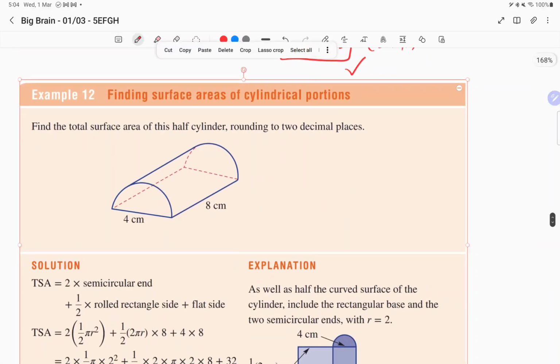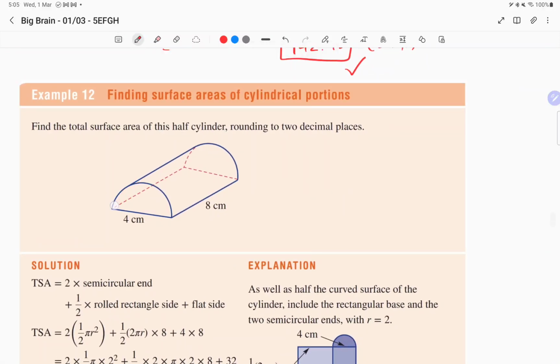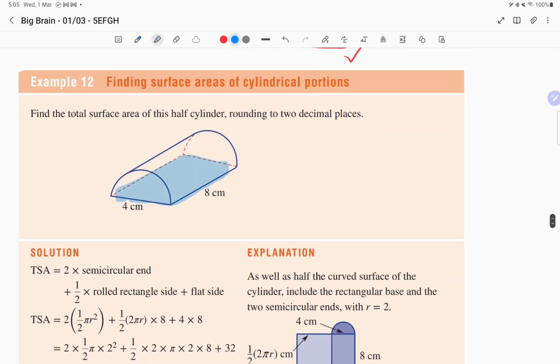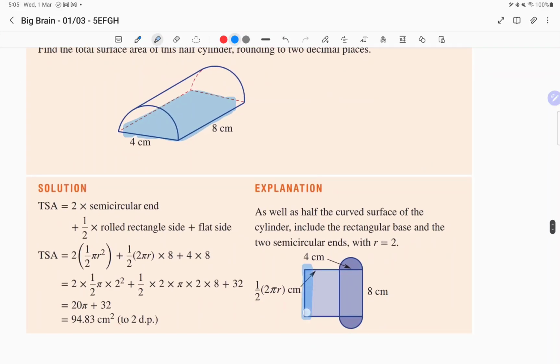Note that for this half cylinder, you would have the 2 semicircles, and then you only have half of the side area. So this side here, we only have half of it, not the entire side. Does it make sense? Also, it has an extra bit, which is the bottom here. Because when you cut it in half, that surface I highlighted is this bit here.